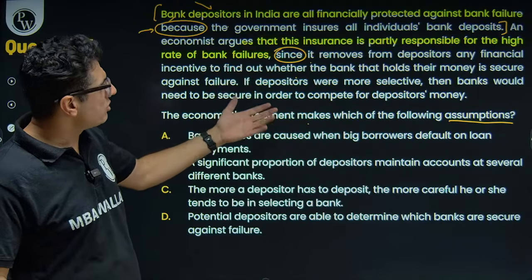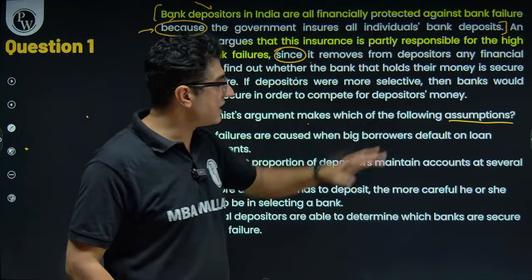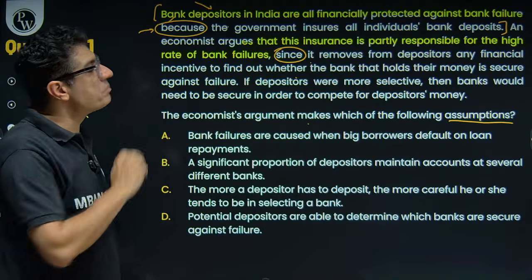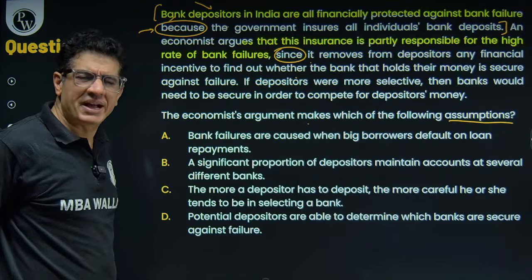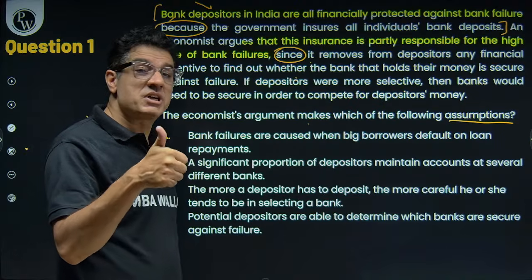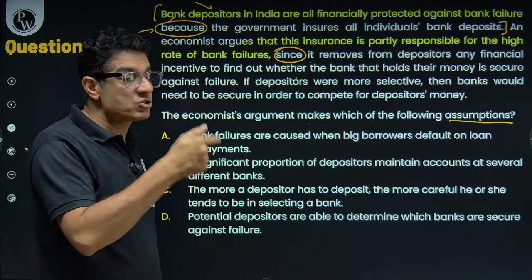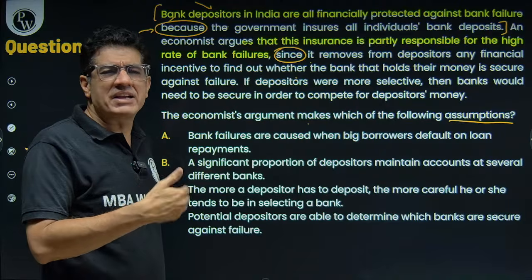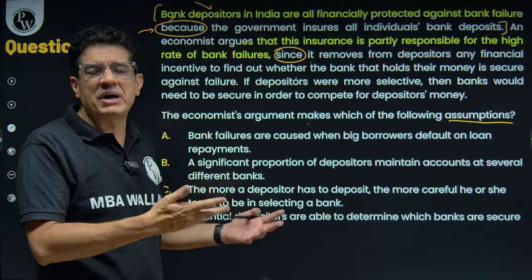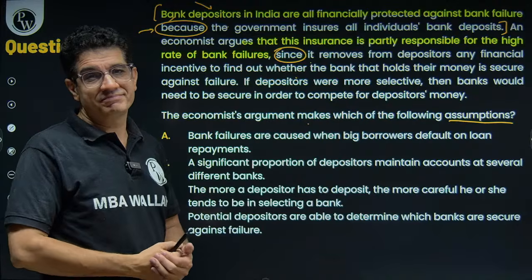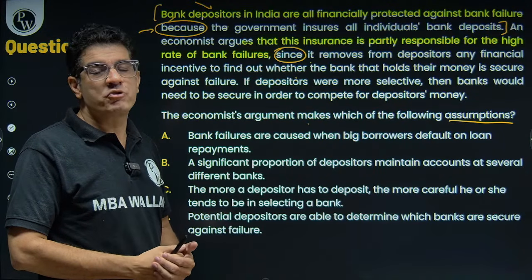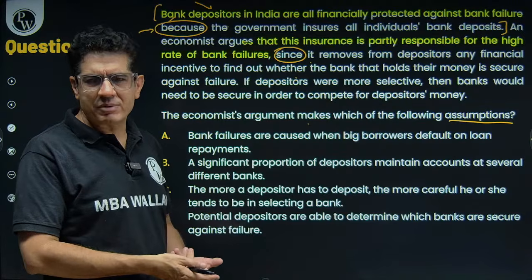And then it goes on to elaborate, if depositors were more selective, then banks would need to be secure in order to compete for depositors' money. So banks need to run themselves well. So basically, if depositors become choosy, if depositors look for well-run banks, then banks will be forced to run themselves in a fiscally responsible manner. But that's not the case. Customers don't look for it. And that is one of the reasons why banks fail.